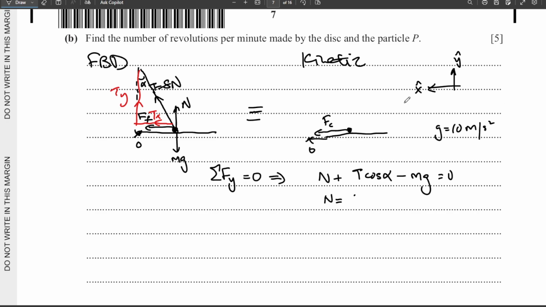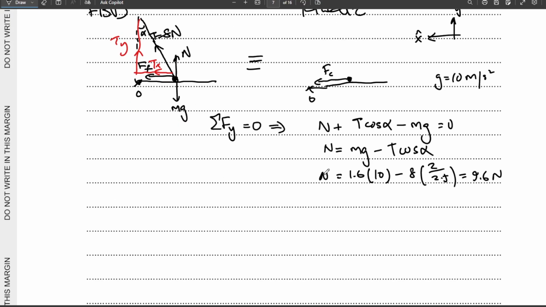I also forgot this syllabus uses 10 instead of 9.81. So take note for the physics. People who take physics, please take note of this. The normal force is mg minus T cosine alpha. So mg, you have 1.6 times 10. T is 8, cosine is 2 divided by 2.5, and you get 9.6 newtons. Okay, so the dimension is a force, so it's a newton. So don't confuse it with the variable N here.